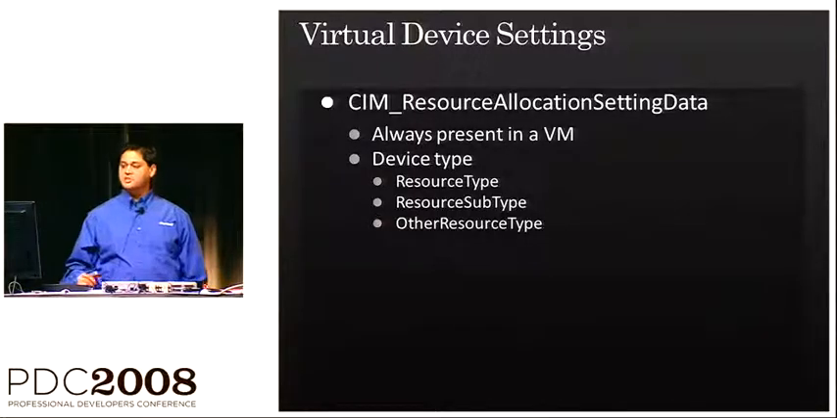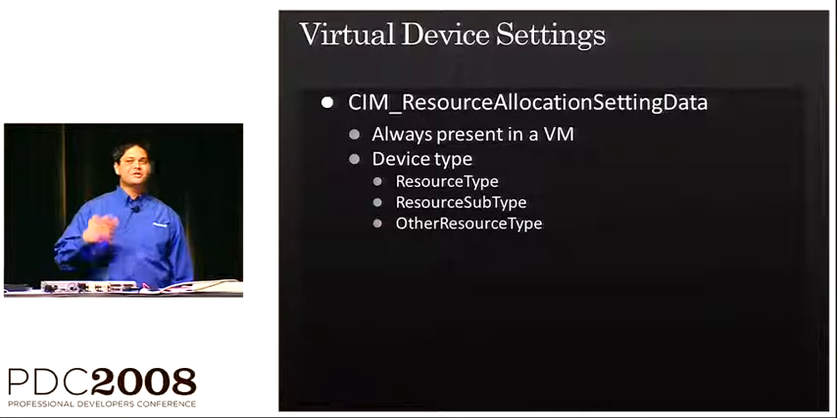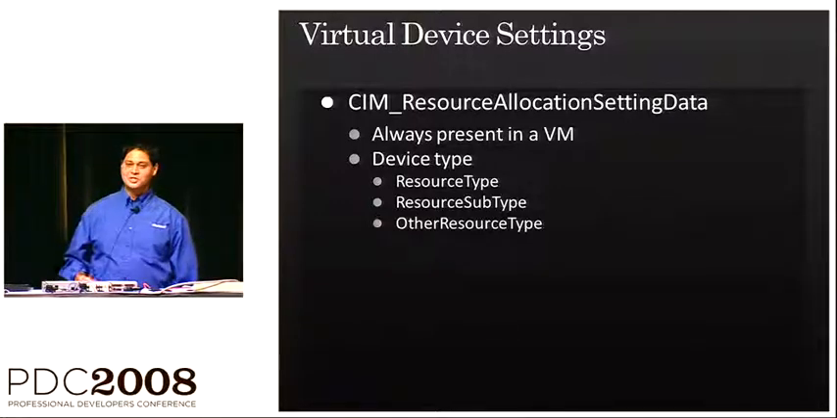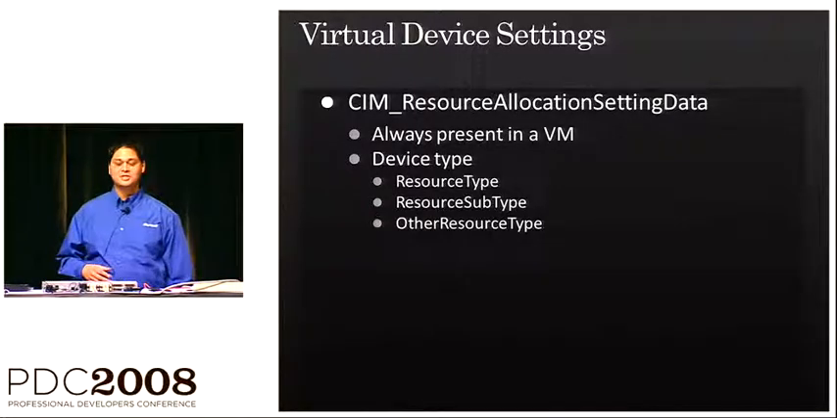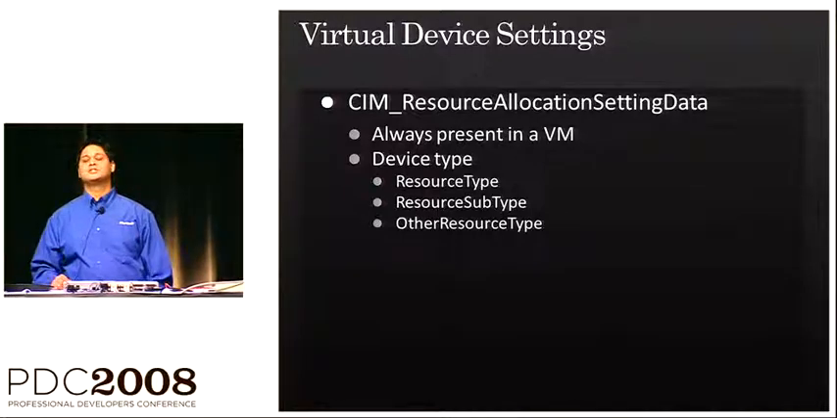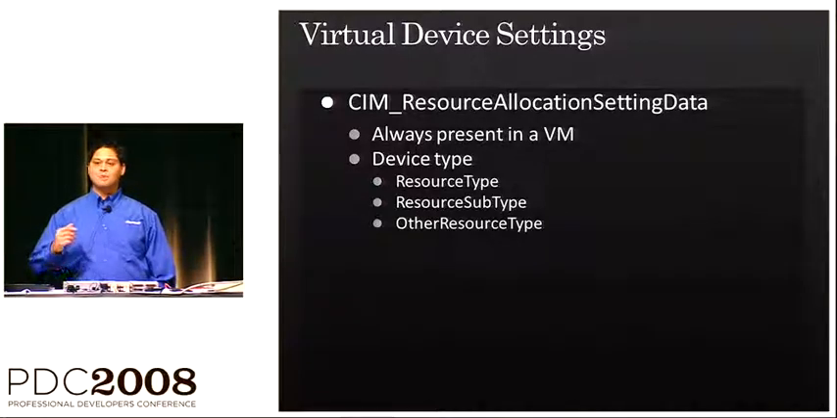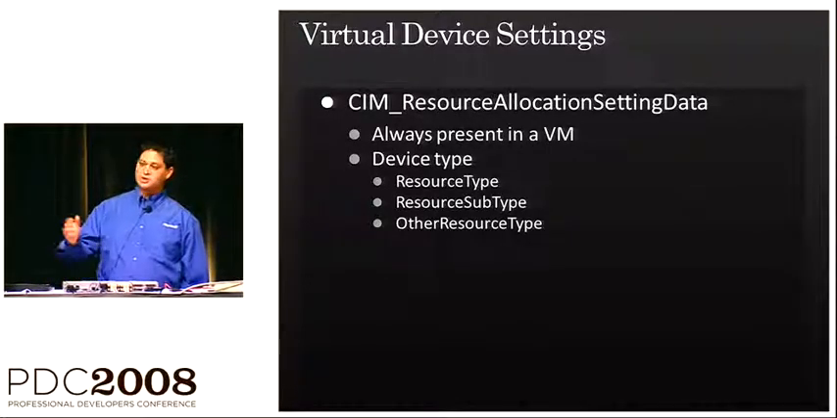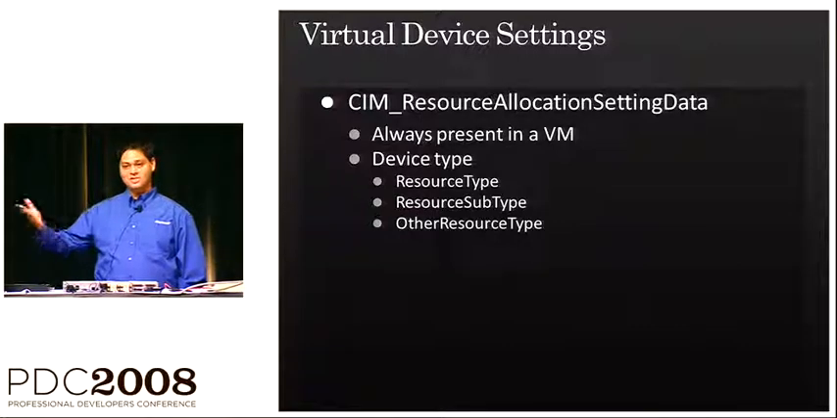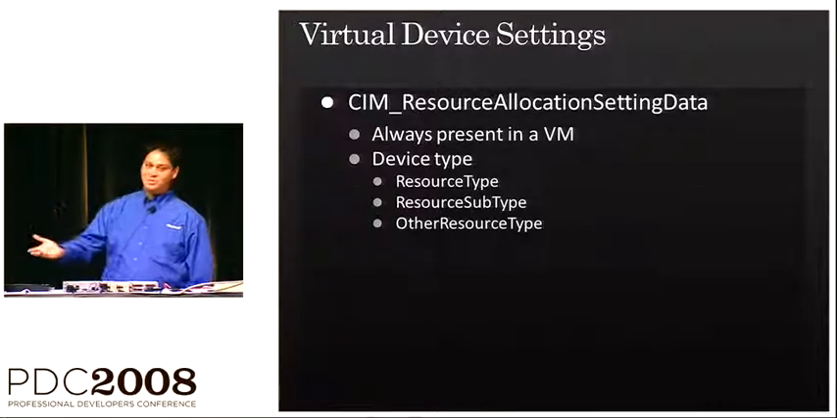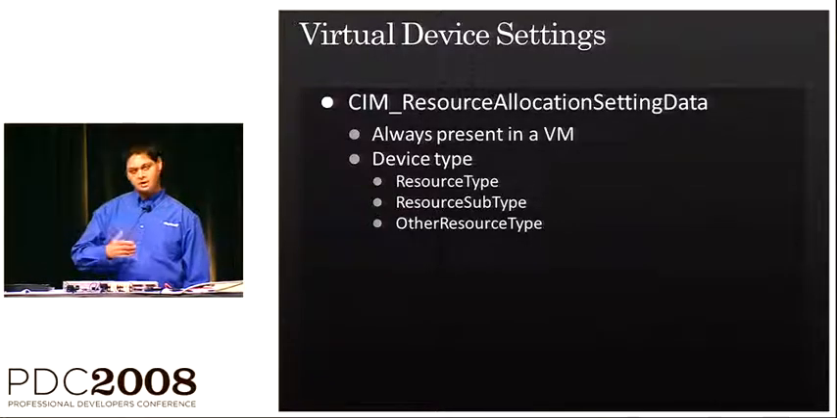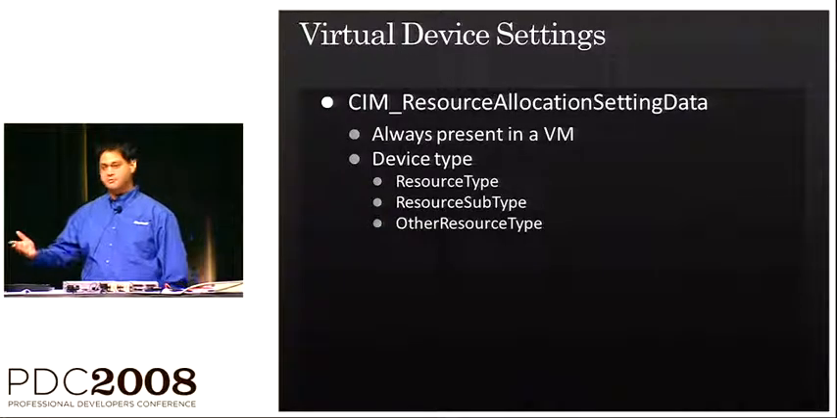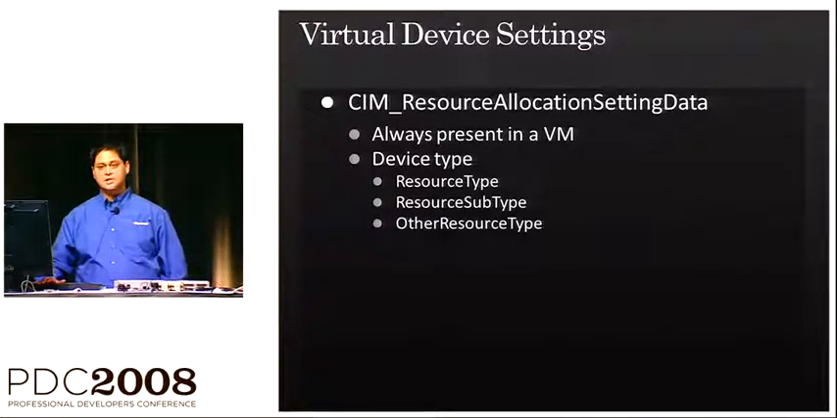The other resource type is essentially used when nothing exists in the current enumeration for resource type to describe this type of device. For instance, there's no fiber channel controller described in the resource type enumeration. So in that case, resource type will be 1, which means other, and other resource type is just a free-form string that describes the exact type of device that the RASD actually indicates.